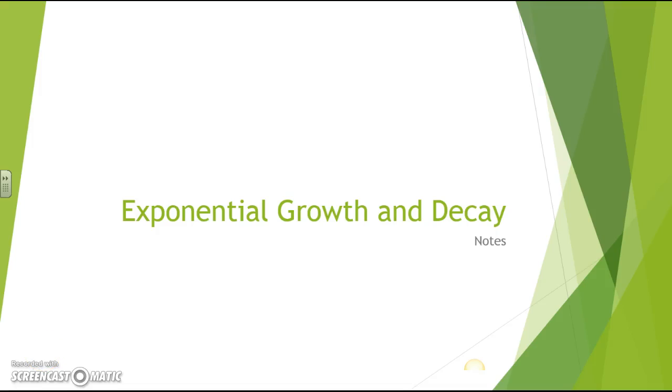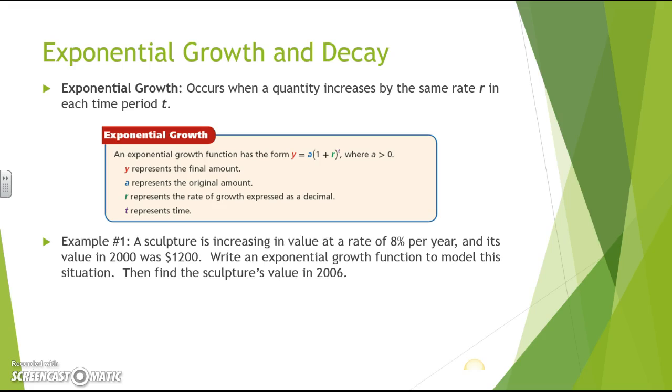This lesson is on exponential growth and decay. Exponential growth occurs when a quantity increases by the same rate r in each time period t. There is a formula for exponential growth: y equals a(1 plus r) raised to the t power. t, again, is your period of time.